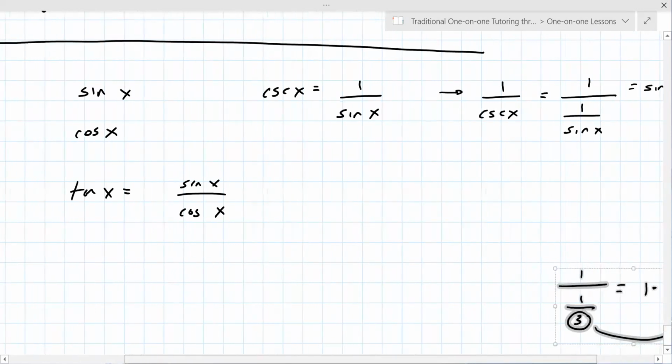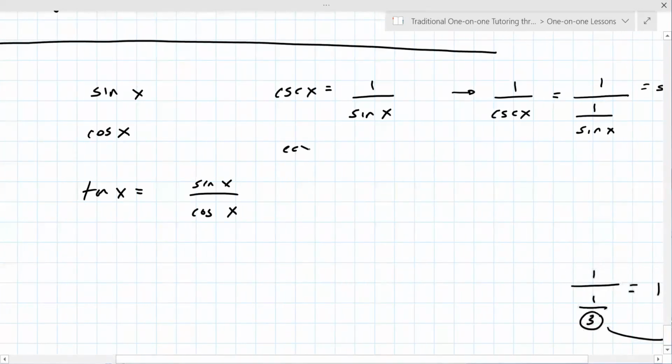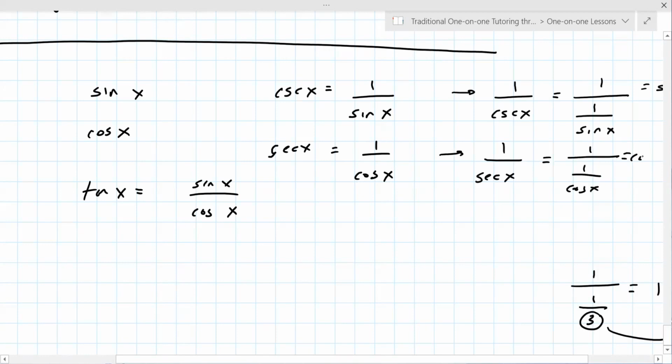So the next trig function you need to know is secant x. Secant x is 1 over cosine x. So then what is 1 over secant x? What is the reciprocal of this? Well, it's 1 over 1 over cosine x, which is just cosine x.